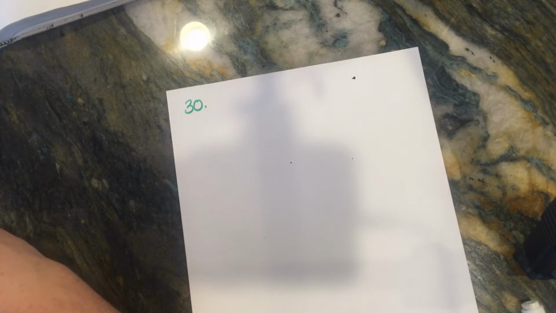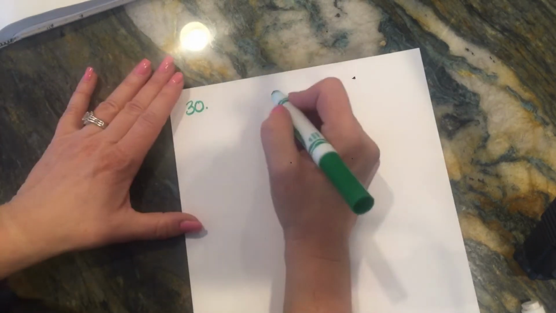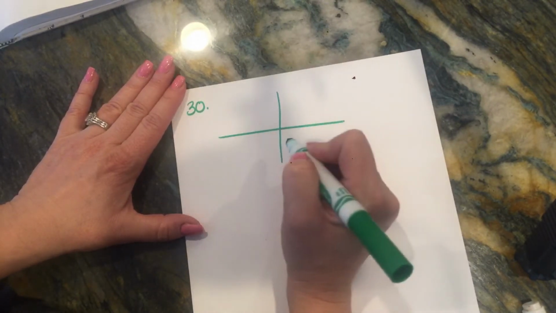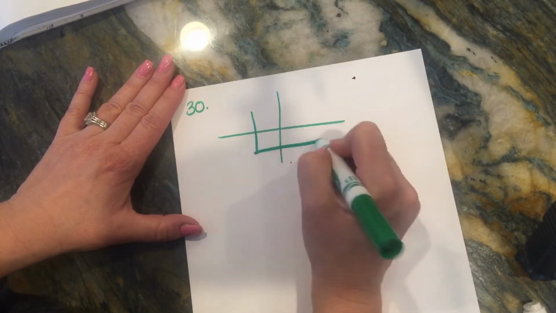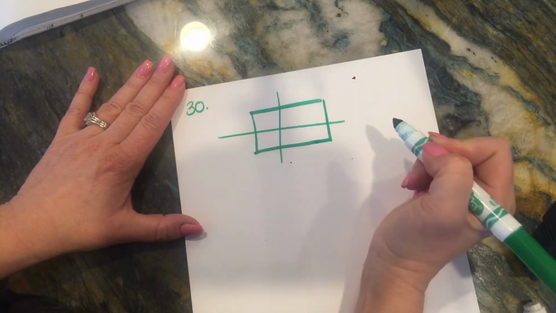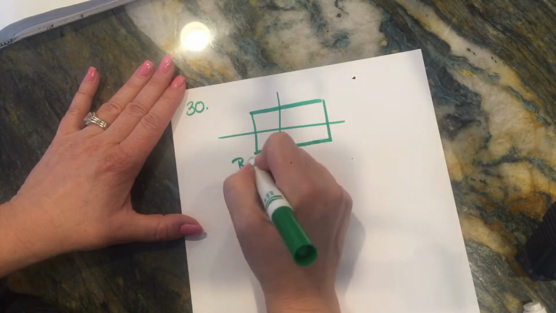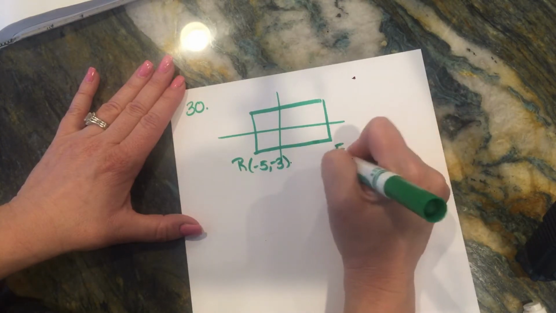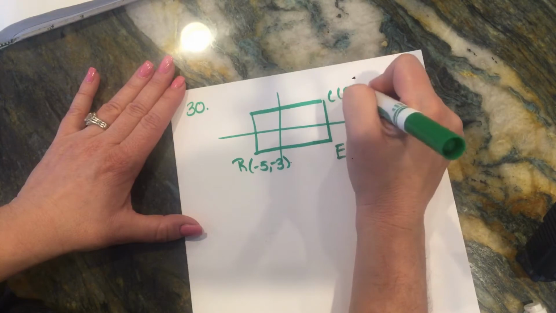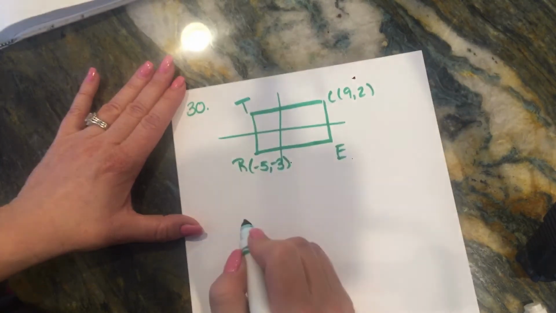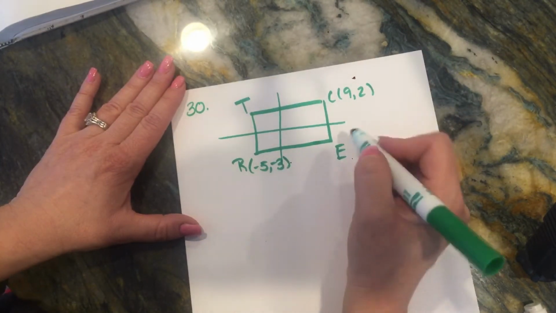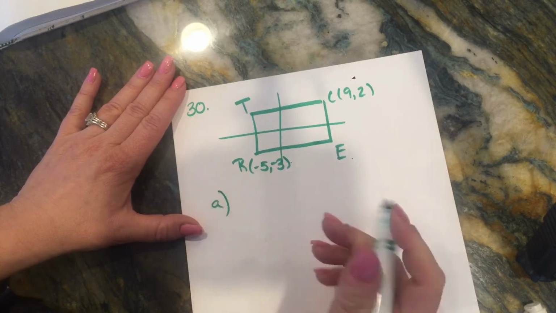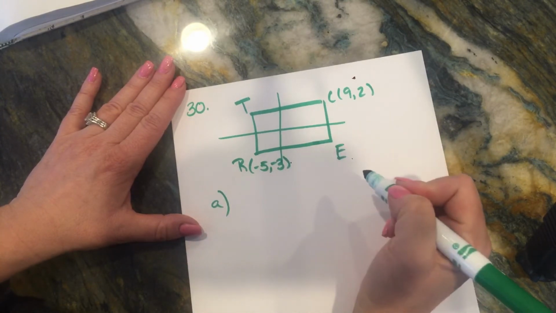So problem number 30. You've got a rectangle on the coordinate plane, and they want you to find the coordinates of E. So if we reconstruct our coordinate plane here, here's our rectangle, and R is -5, -3. E is what we're looking for. C is at 9, 2, and T we're probably going to have to find at some point. So they're looking for part A, the coordinates of point E.